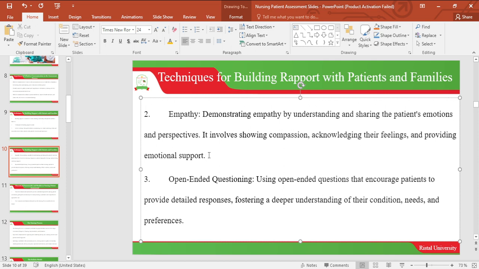Technique number 3 is open-ended questioning. The use of open-ended questions is done to encourage patients to provide detailed responses, and this will foster a deeper understanding of their condition, needs, and also preferences. If you ask a patient questions that involve yes or no answers, those are closed questions. It means that the patient is not going to give enough explanation concerning his condition, needs, and preferences.